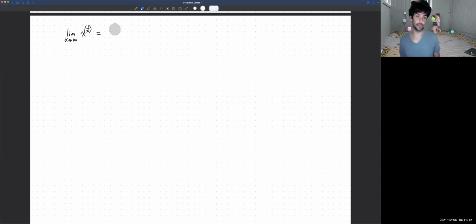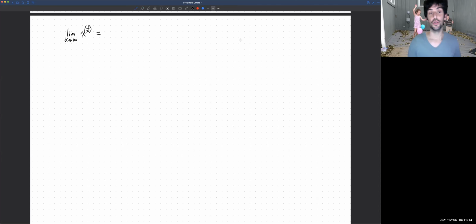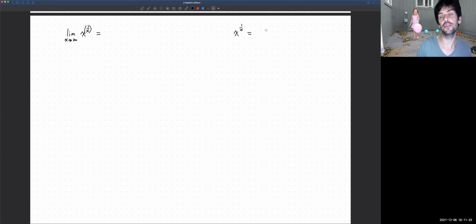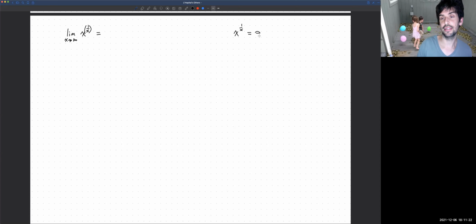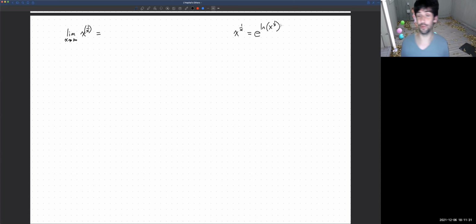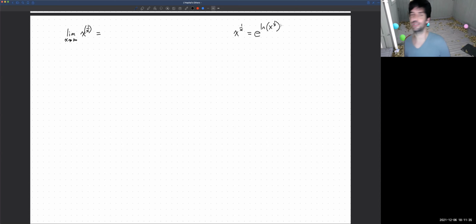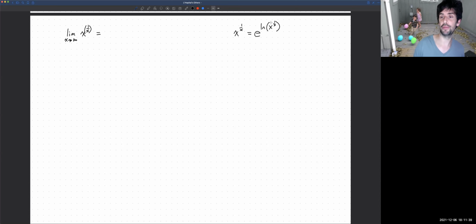So here's what we're going to do. We're going to note that x to the 1 over x is equal to e to the natural log of x to the 1 over x, right? That's just how the exponential and the logarithm work. They're inverse functions to each other. We don't have to worry about positives. We're taking x to be out to infinity, so there's nothing around that we have to worry about.